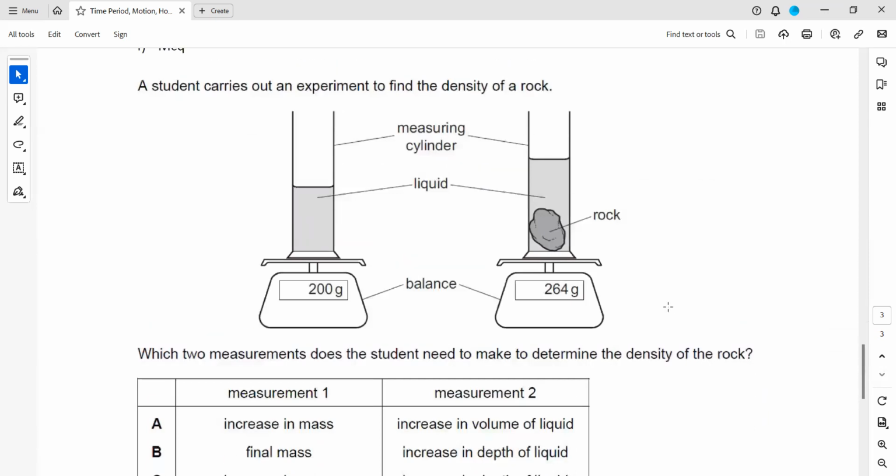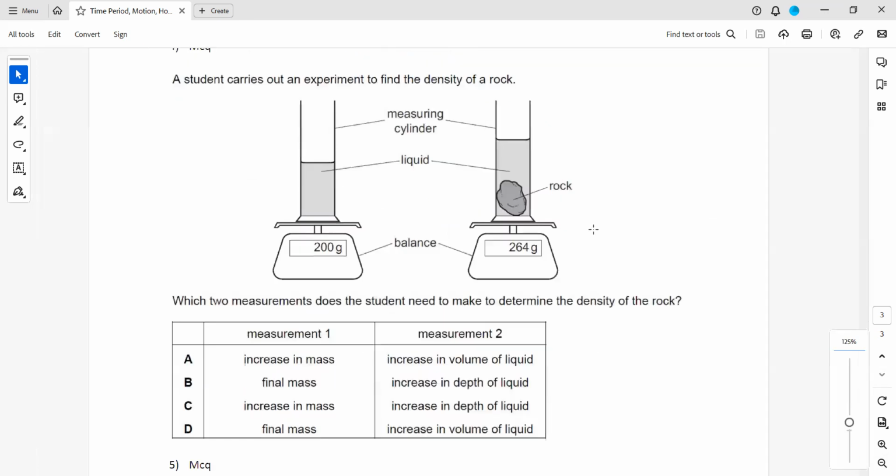In question 4, a student carries out an experiment to find the density of a rock. Two measurements are given. This is the mass of the cylinder plus liquid. This is the mass of the cylinder plus liquid plus the rock. He wants to calculate the density of the rock. So to get the density of a rock, he needs the mass and he needs the volume.